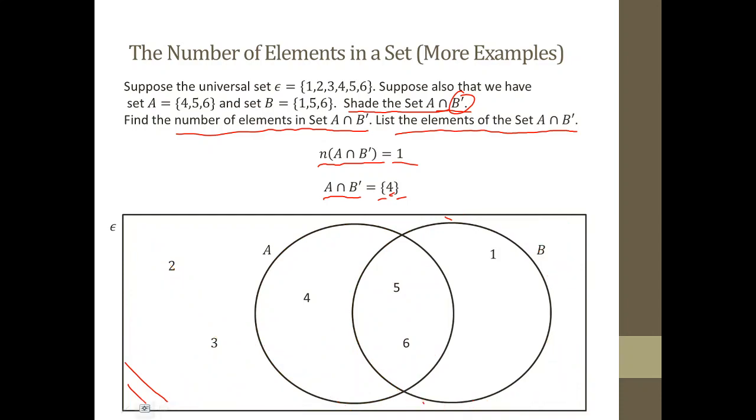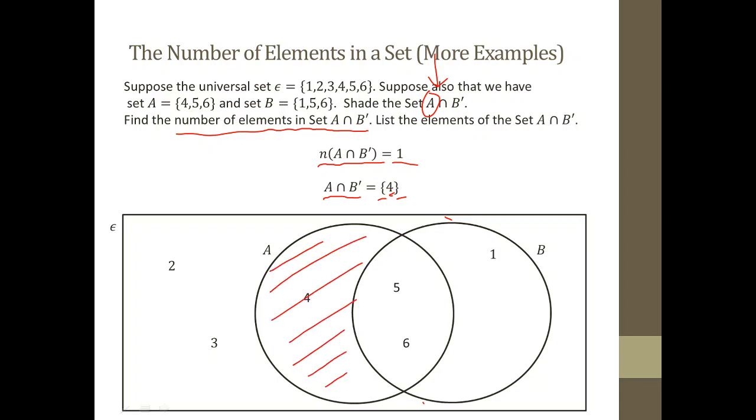So how you tackle questions involving shading, especially for intersection, is this: for one set, you have a unique way of shading it. So every set you shade has a unique way of shading it. So for example, for set A over here, I shade it this way.